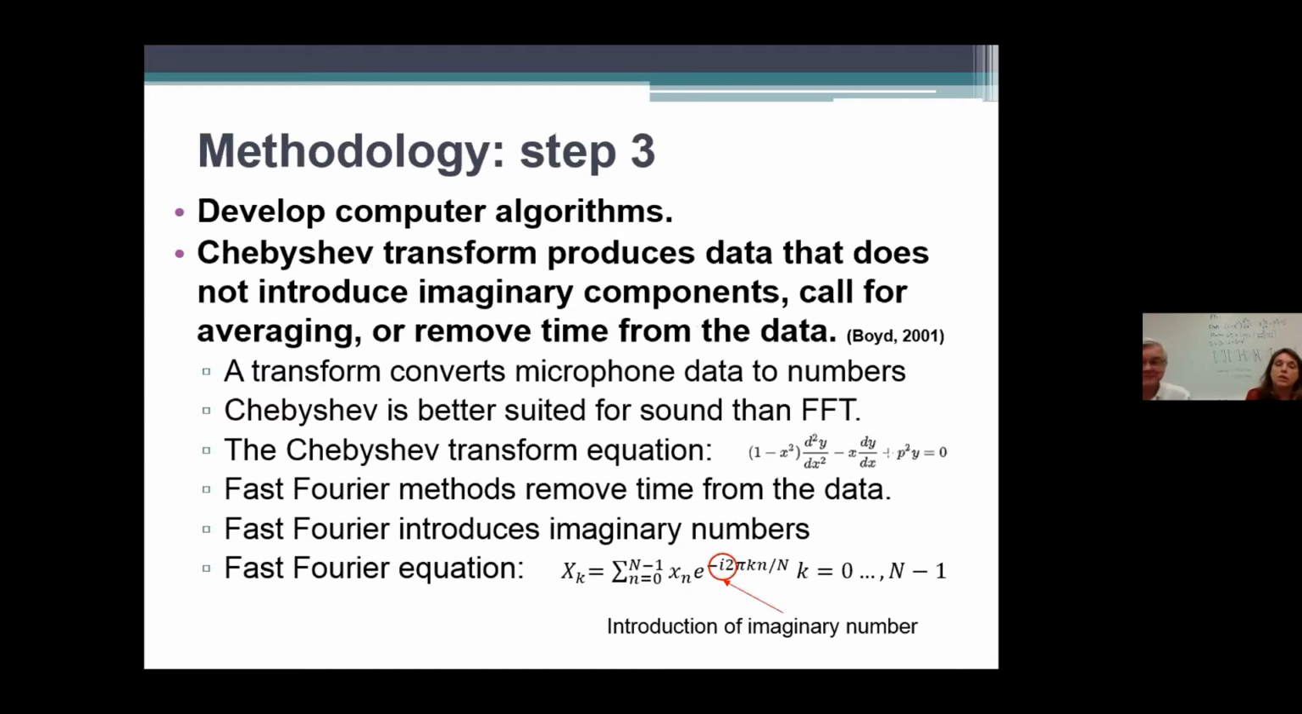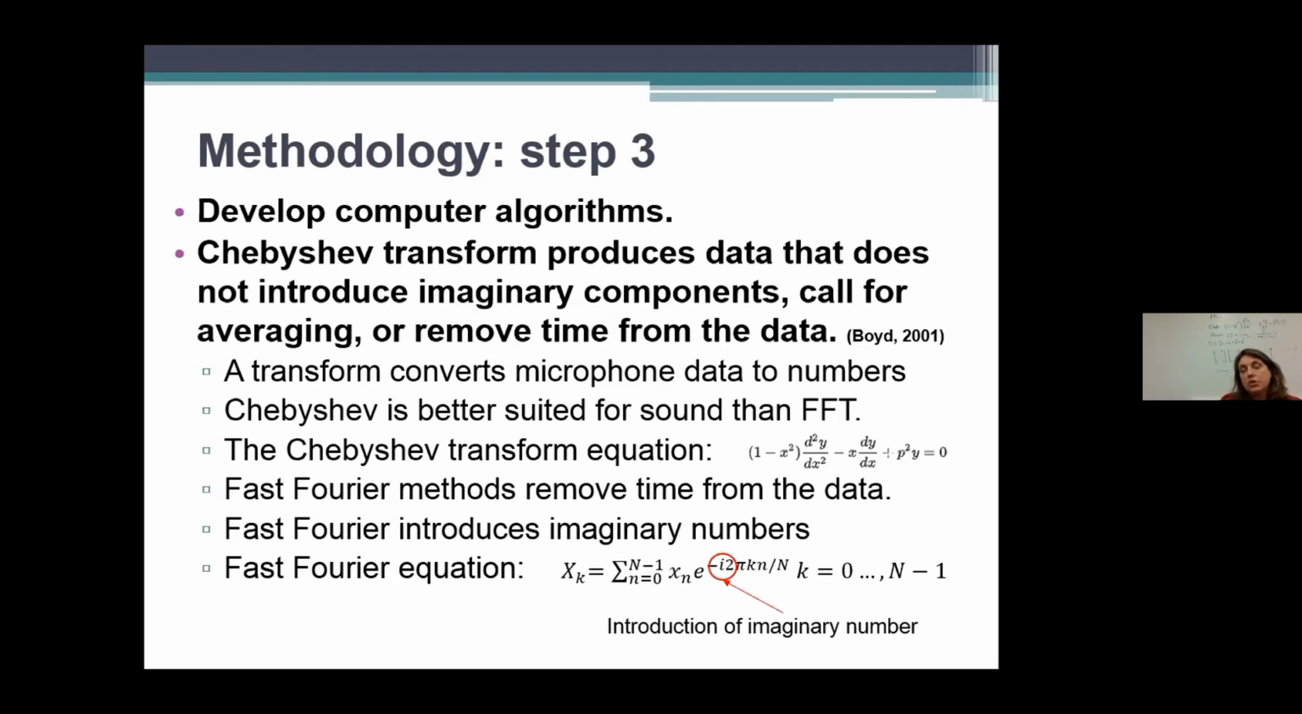Sure. So our next step would be to develop an algorithm. We used MATLAB to work the algorithm and go ahead and calculate it. But we found that there were still problems with the data. When you use Fast Fourier Transform, it takes the actual input data from the computer or the microphone and turns it into a digital format.